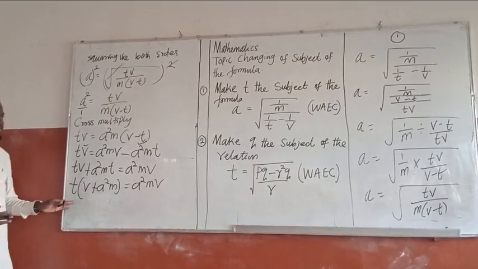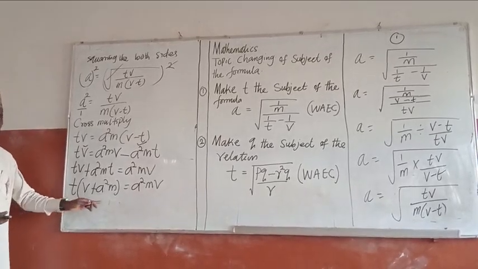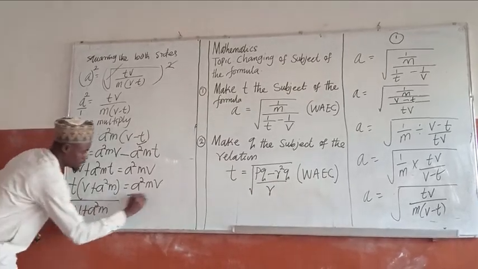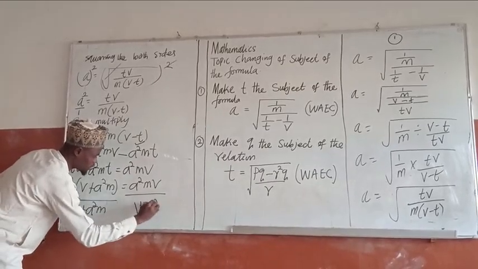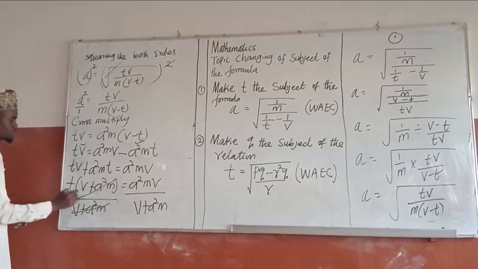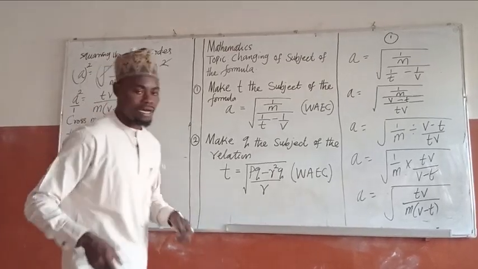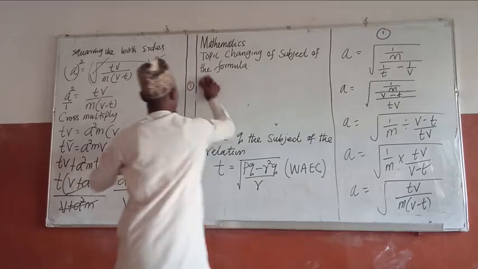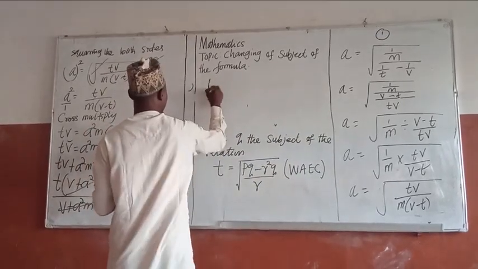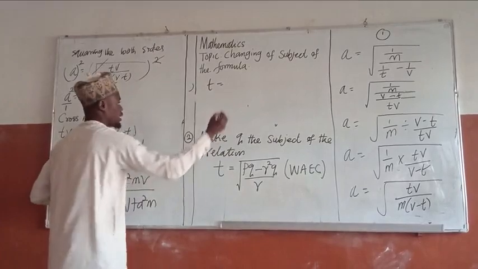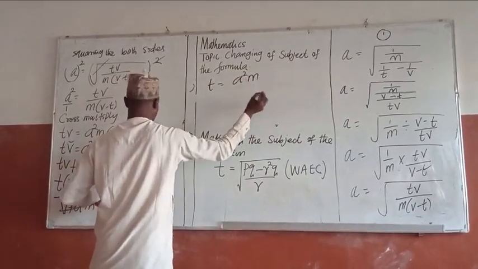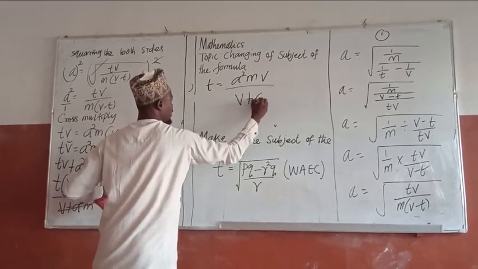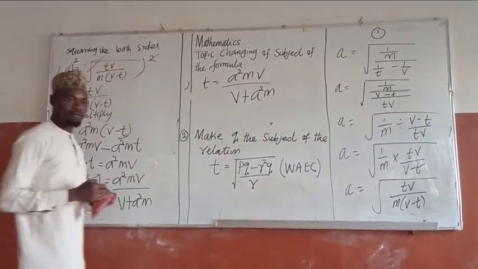So we have to divide both sides by the coefficient of t, which is v plus a square n. Divide both sides by v plus a square n. This cancels this. We now have the final answer: t is equal to a square m v all over v plus a square n. This is the final answer for the first question.